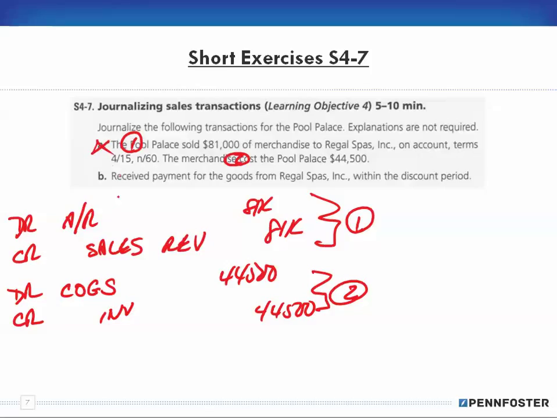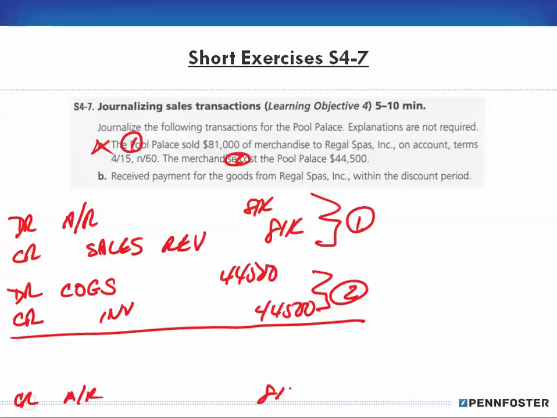Okay, so that's one. A, and then B says receive payment for the goods from Regal Spas within the discount period. Okay, so let me just draw the line here. Now for B, you're receiving the payment. Well, if you have an accounts receivable for $81,000, it was a debit, that means you need a credit to accounts receivable for the $81,000, so that's a wash. All right. And of course you're going to receive cash.